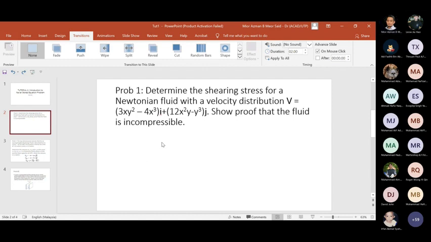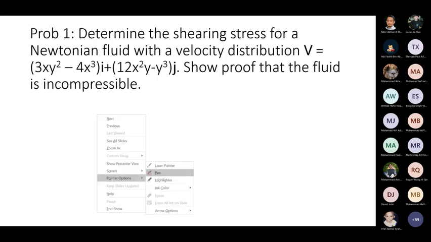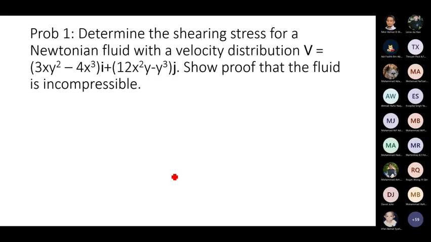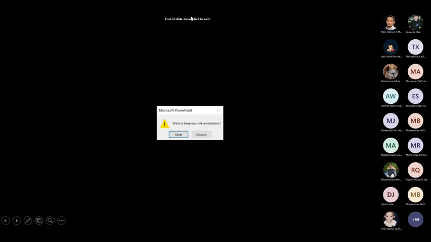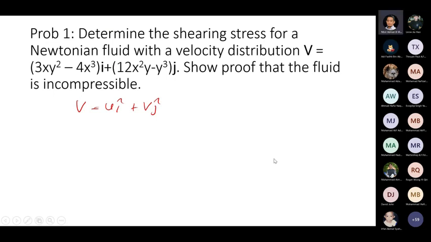So this is a vector v of the velocity on the x-axis, plus the velocity on the y-axis. So this is what it tells us.